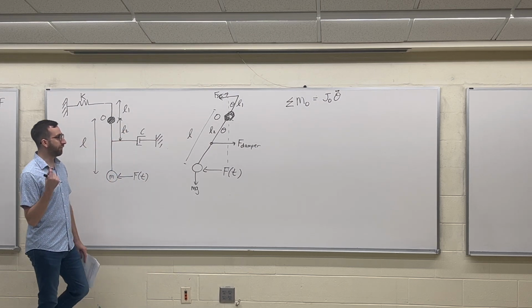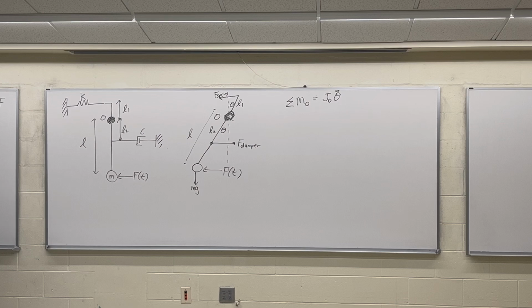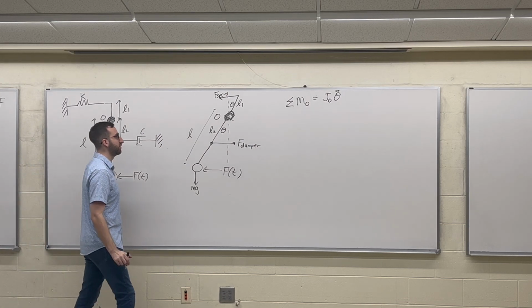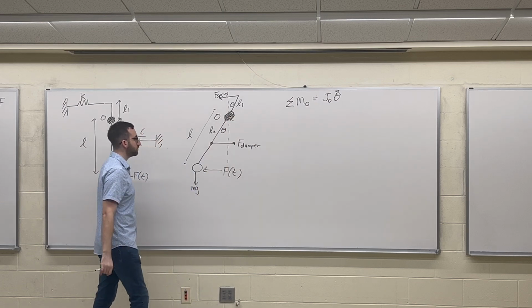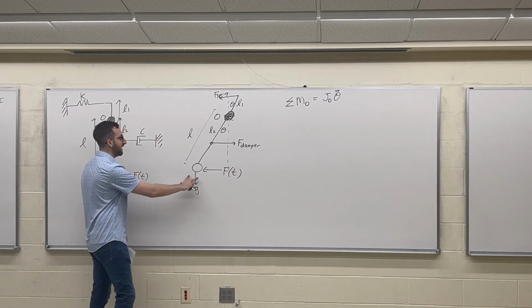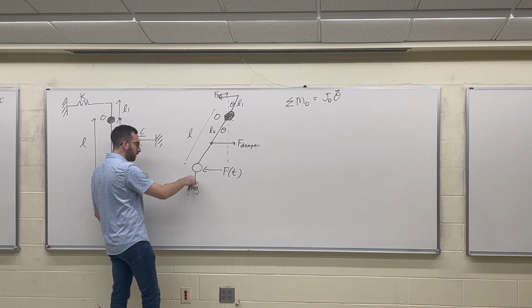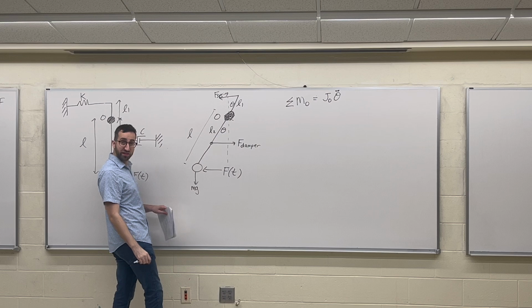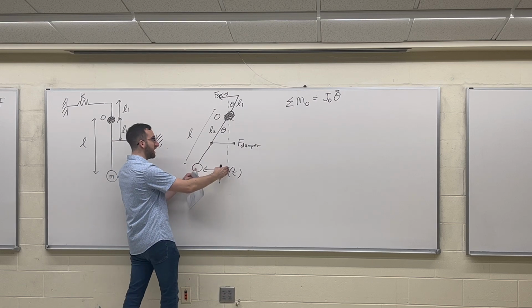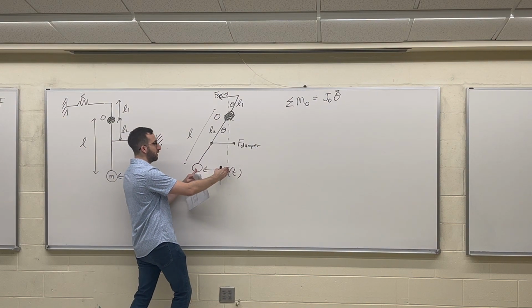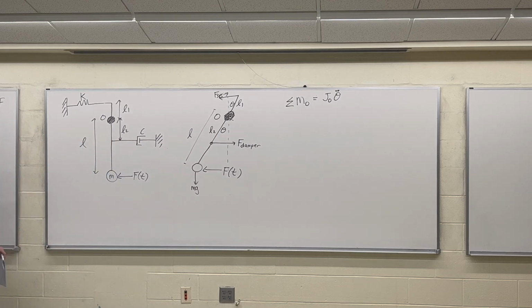Remember, the moment is based on the moment arm, the perpendicular distance it is away from point O. So let's look at mg. If you look at mg, mg is going down, which means the perpendicular distance from O will be something horizontal, like this. So what will that be? L sine theta.